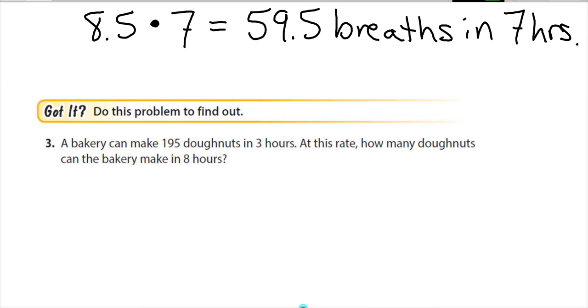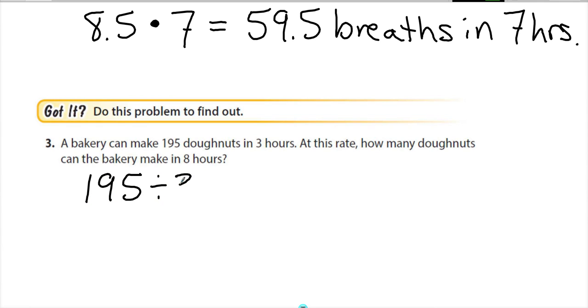Okay, let's take a look at the last one. A bakery can make 195 donuts in 3 hours. At this rate, how many donuts can the bakery make in 8 hours? So if we're planning a little trip to Heckley's, we can kind of figure out how much it is. I've never asked them how much they can make in an hour's time, so maybe we should do a little field trip, right? All right, so we have 195 divided by 3.